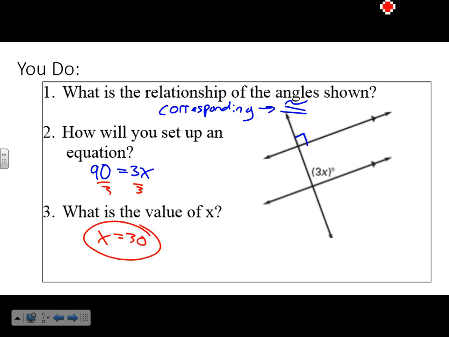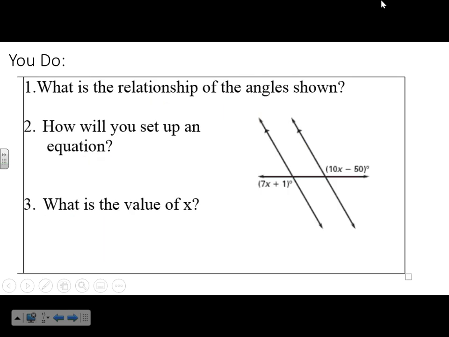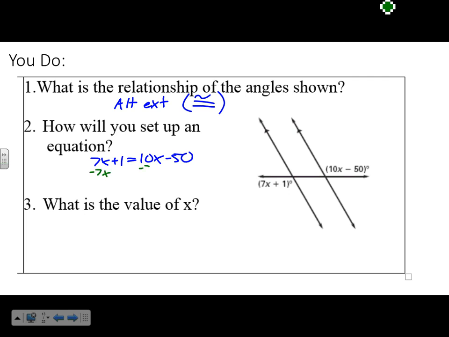So now we're going to be using what we just learned, and what we knew before, which was solving and setting things equal. I will give you a heads up, you're either setting them equal or they're supplementary every single time. So these two, we have alternate exterior. So they are also congruent. So I would set up 7x plus 1 is equal to 10x minus 50. Then solve for x. So I'm going to subtract 7x. 1 is equal to 3x minus 50.